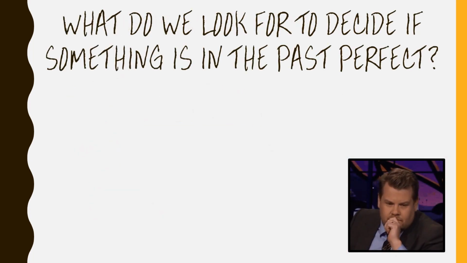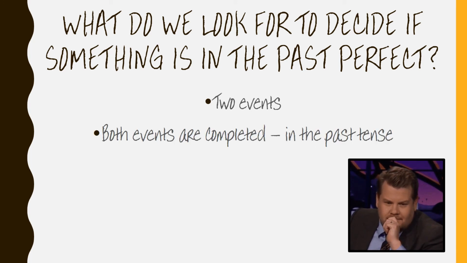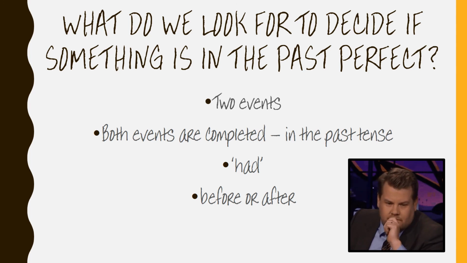So back to a slide we had earlier on. What do we look for to decide if something is in the past perfect? First of all, two events that are perfectly completed and done in the past tense. The word had needs to be in the sentence, and you look for the word before or after. Two events, both perfectly complete in the past tense, and the word had.